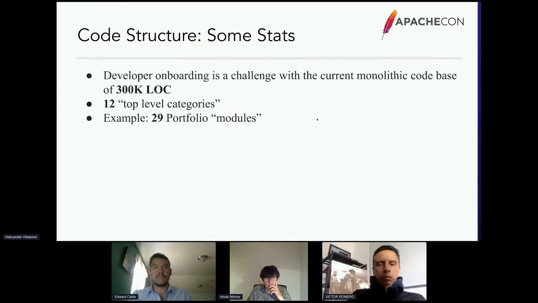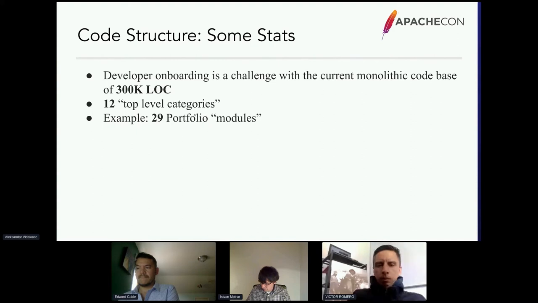Some stats about the code. The code is quite big. We have approximately 300,000 lines of code. This code is actually well organized. I've invented this vocabulary a little bit from now on, because there's no official naming for that. We have around 12 top-level categories, like infrastructure and portfolio, these things that we deal with on a daily basis.